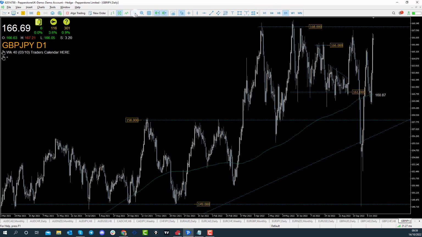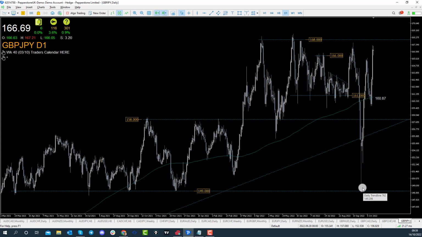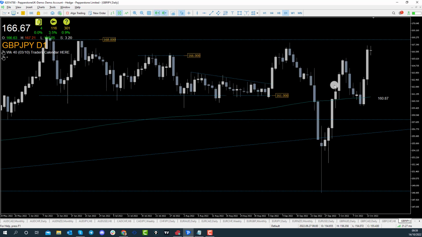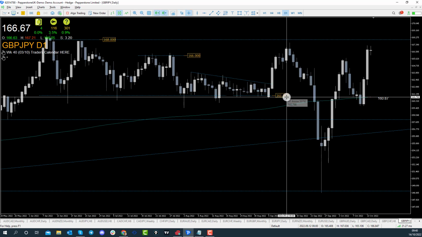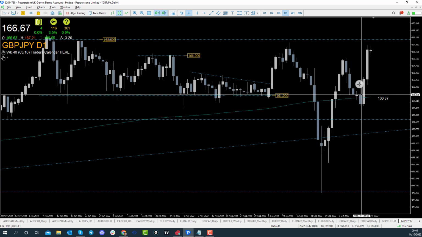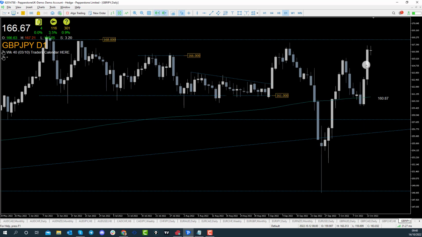We recently found support at the 149 handle, which we actually touched upon in previous videos, price finding support at that key area. We rallied up, pulled back, found support again. Where did we find support? The 161 handle and 200 moving average confluence, and price started to push back to the upside.